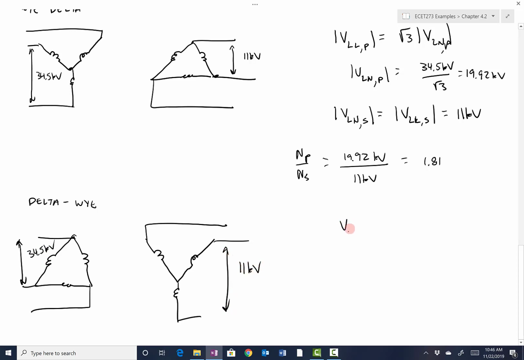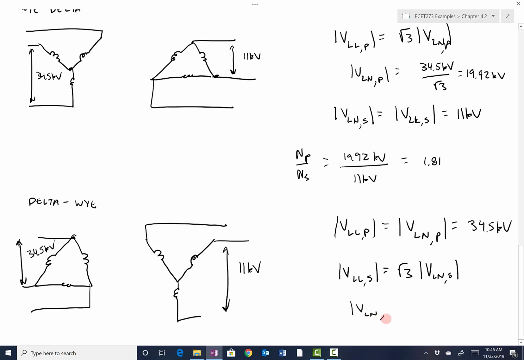So on the primary, the magnitude of the voltage line to line is equal to the voltage line to neutral on the primary. So that's going to be equal to 34.5 kV. And then for the secondary, the magnitude of the line-to-line voltage on the secondary is root 3 times the magnitude of the line-to-neutral voltage on the secondary, since that's a Y configuration. So that means the line-to-neutral quantity over here on the secondary is going to be equal to 11 over root 3. That gives me 6.35 kV.